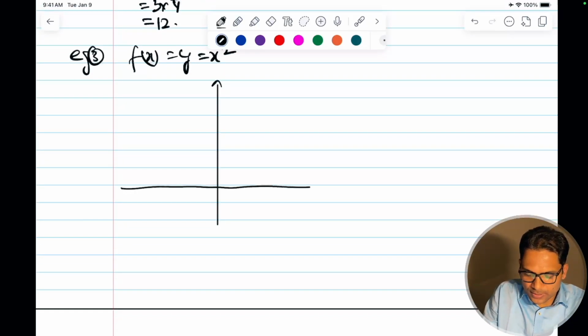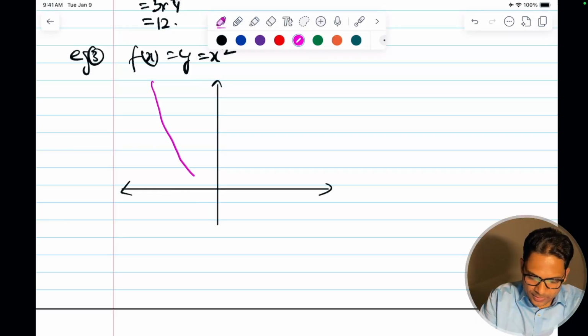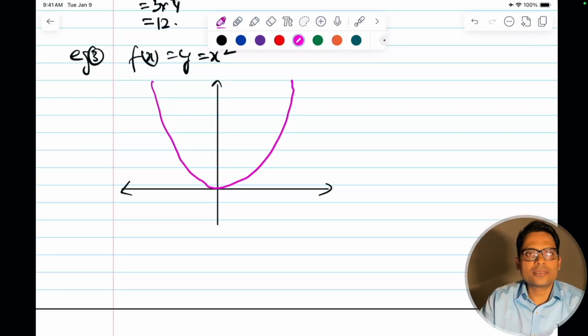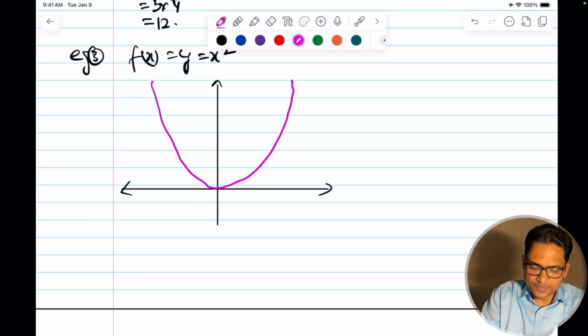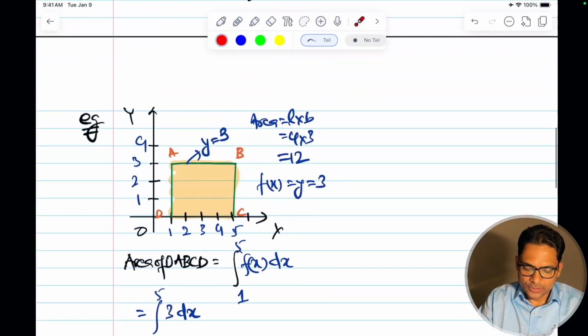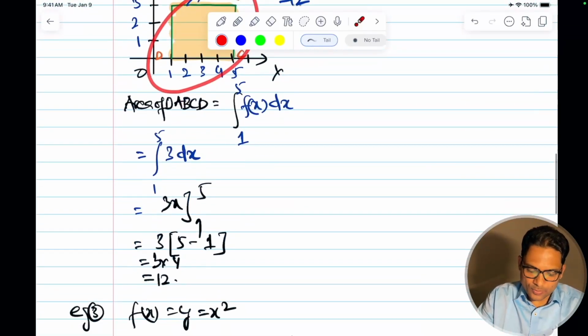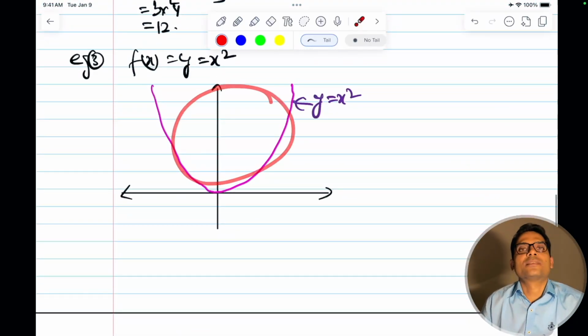So y is equal to x square. This is a quadratic, so this will be a parabola, something like this. The drawing is not accurate, but I hope you get it. Now do you have any formula for calculating the area for this? You had the simple formula before, so you said what's the need. But do we have any formula for calculating the area of this thing now?